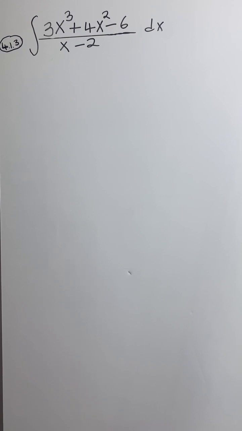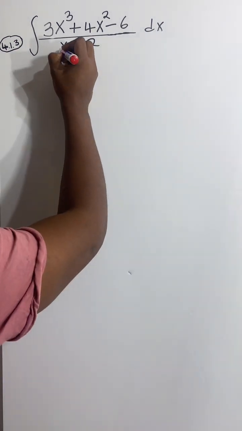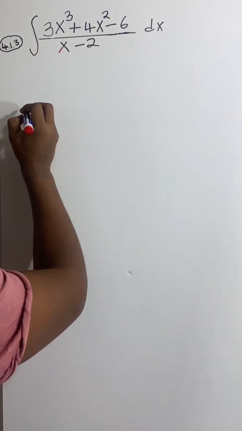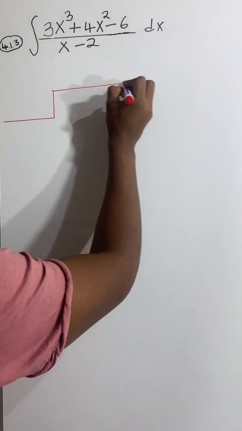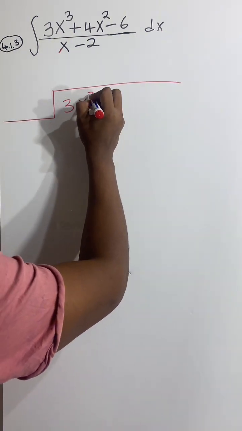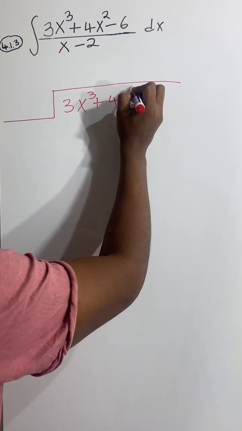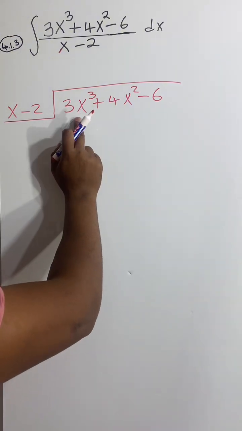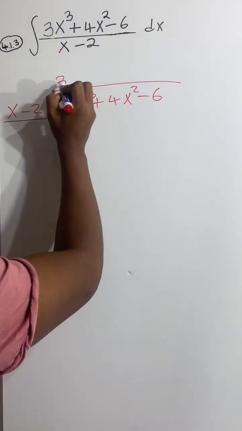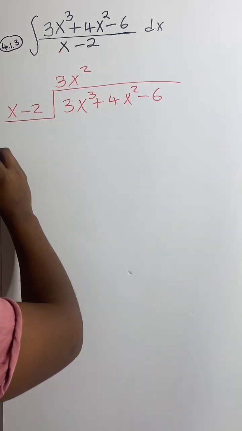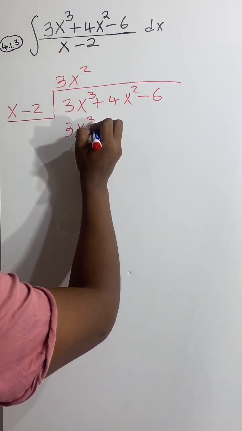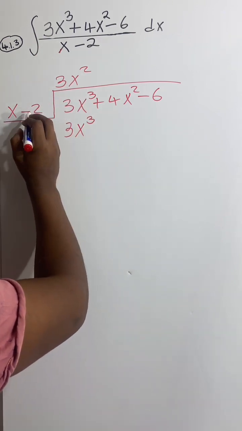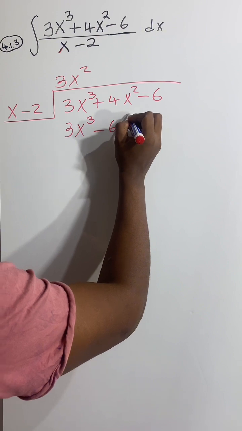Question 4.1.3, we have to evaluate the integral of 3x cubed plus 4x squared minus 6, all divided by x minus 2 dx. We use long division to evaluate this integral, where 3x cubed plus 4x squared minus 6 has to be long divided by x minus 2. 3x cubed divided by x is equal to 3x squared. 3x squared multiplied by x is equal to 3x cubed. 3x squared multiplied by negative 2 is equal to negative 6x squared.